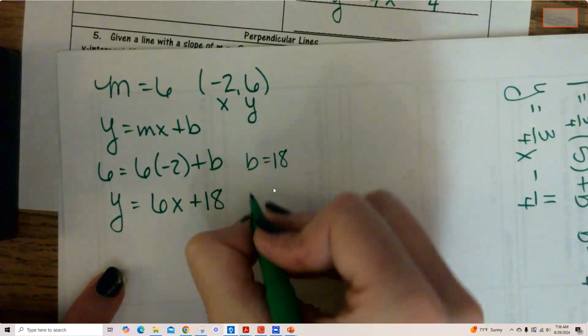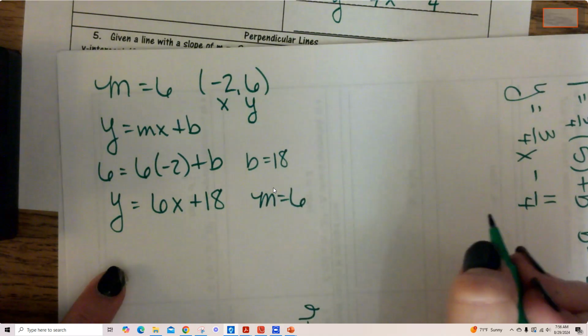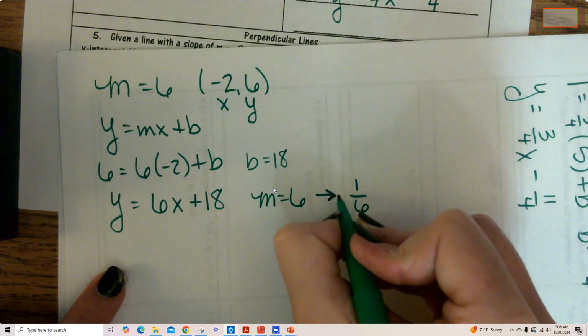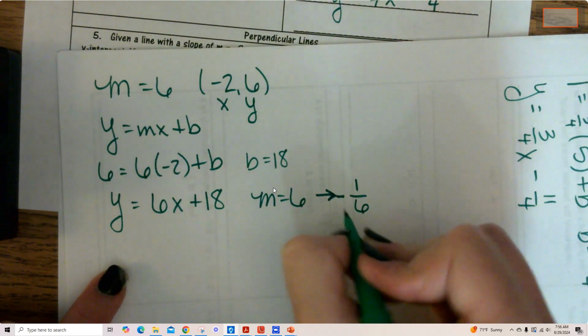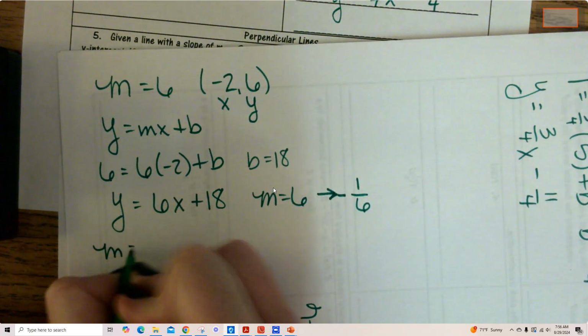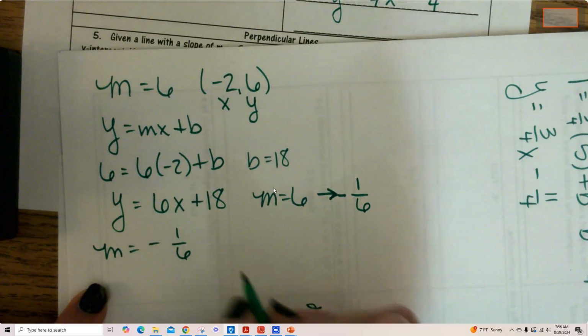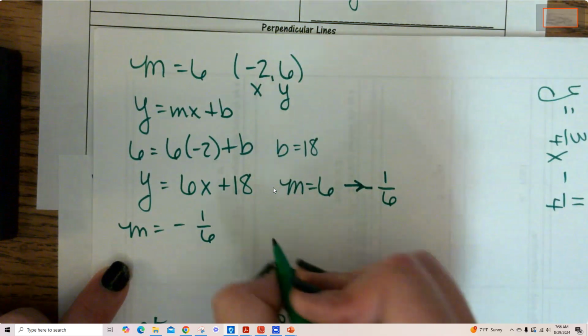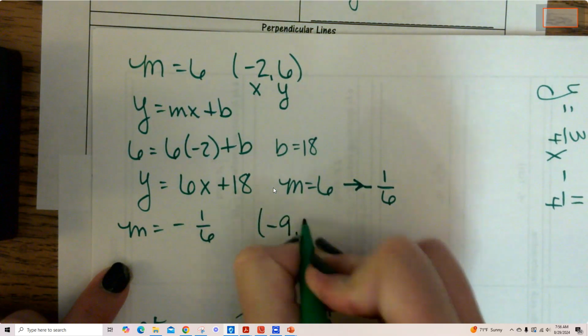All right. So the given line has a slope of 6. Flip it on its head, change its sign. So my new slope is going to be -1/6. And then it gives me this point, -9, 1.